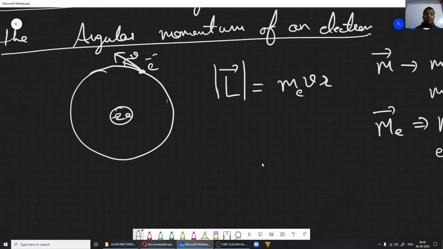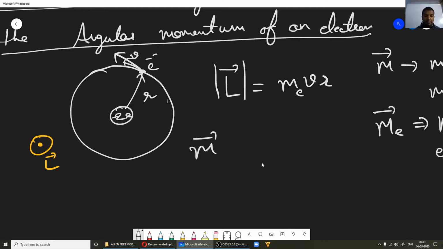So the angular momentum is m_e v r. Now if you use your right hand rule, again a cross product, r cross B, this is your r, let us say. If you do r cross B, the direction of the angular momentum will be this way. So this is your direction of angular momentum. And now, speaking of magnetic moment, the value is given as I A.